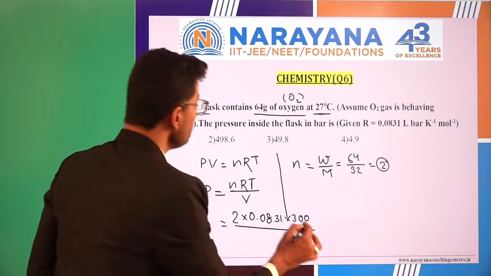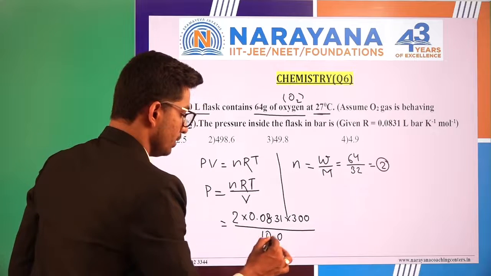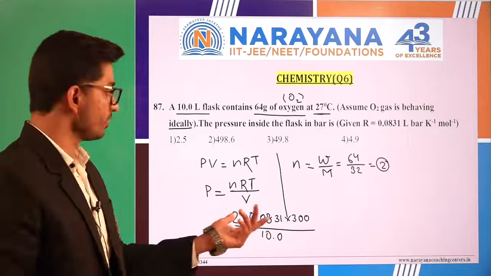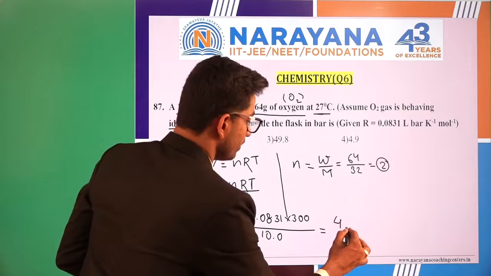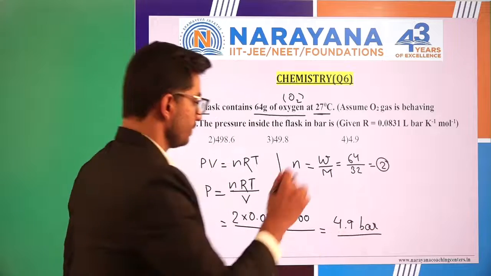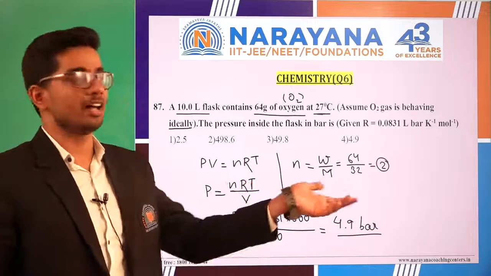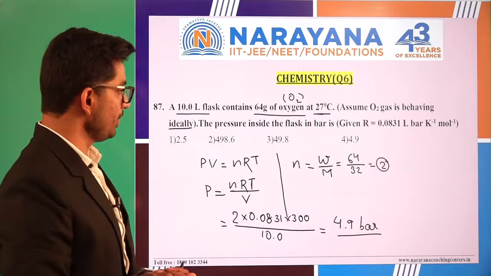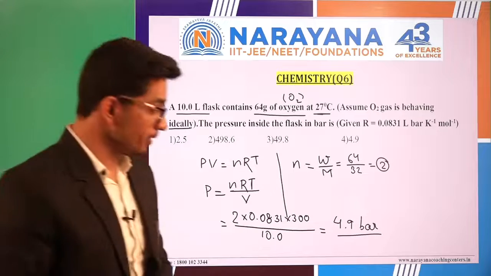And what is the volume? Volume is 10 liters. On solving this expression, you will basically get 4.9 bar of pressure. This is quite simple, you just have to put the values and get the answer. So this comes to be 4.9 bar. Okay, let's move on to the next one.